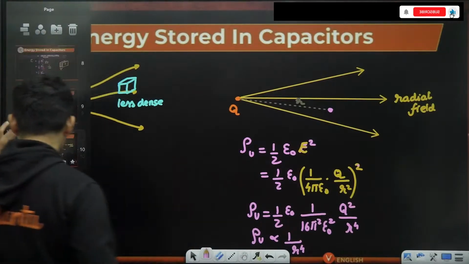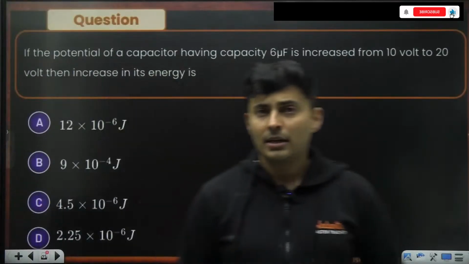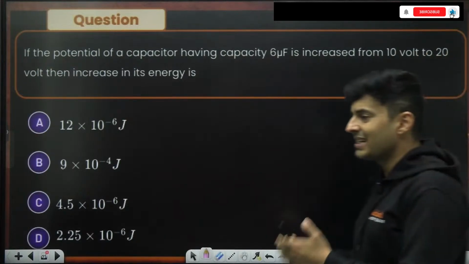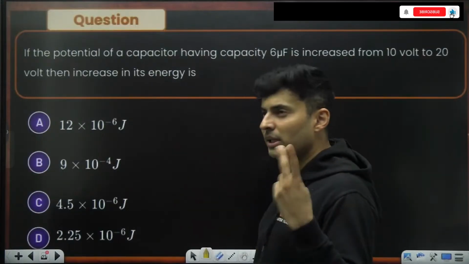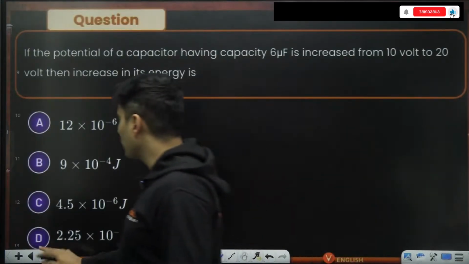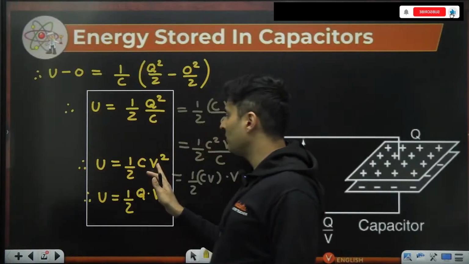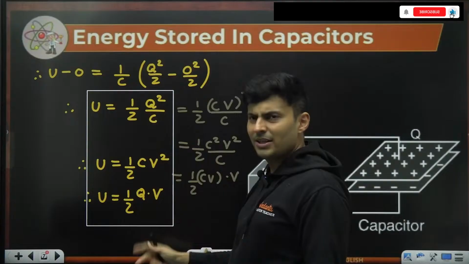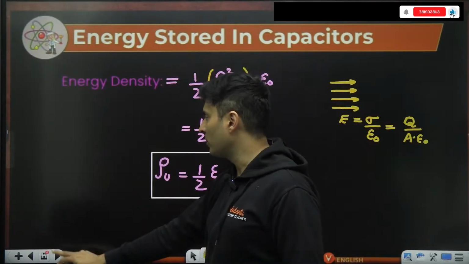So let's solve some questions coming up on your screen. The potential of a capacitor having 6 microfarad capacity goes from 10 volts to 20 volts. What is the increase in the energy? Capacitance is given and voltage is given. So the correct formula over here out of these three, because capacitance and voltage are given, I will use this formula. Charge is not given, so why bother about these two? So I'll use the half CV square formula.